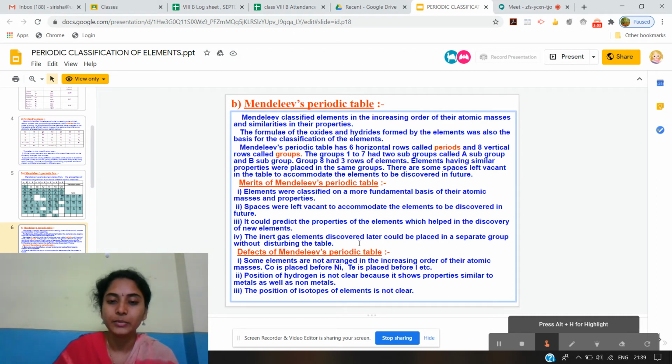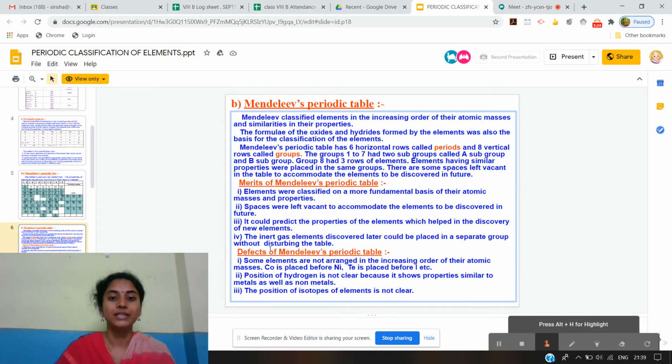The inert gas elements discovered later could be placed in a separate group without disturbing the table. The inert gases, which are inert in nature, have been kept far apart without disturbing the other elements which had been discovered before, up to the seventh group. Yes, these are the merits of Mendeleev's periodic table.